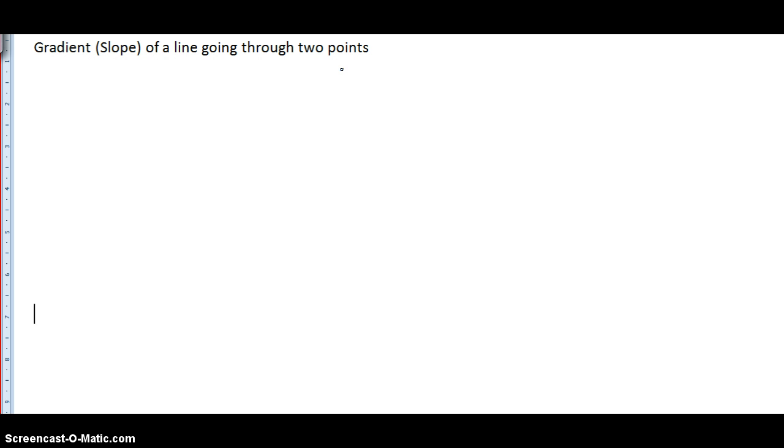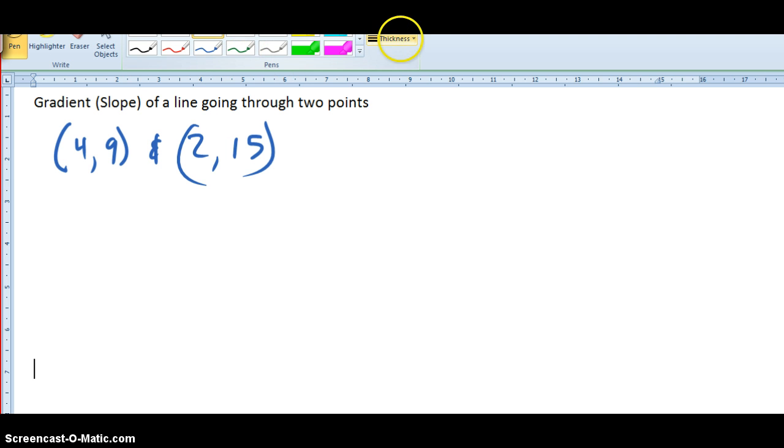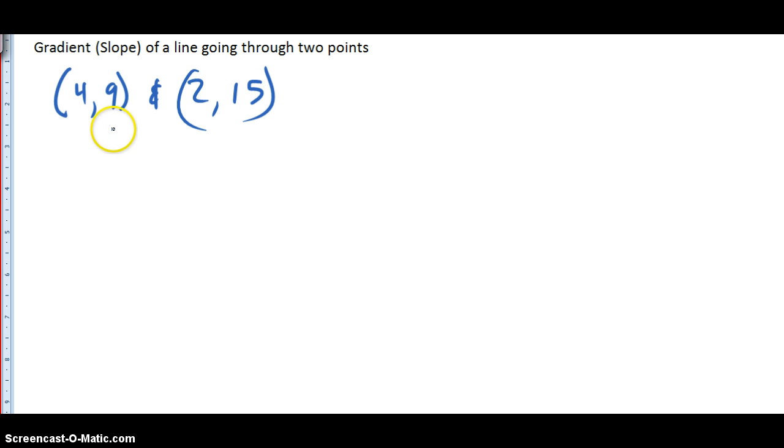Let's say I had these 2 points: 4, 9 and 2, 15. Now, remember that this is the x and this is the y, okay? So remember that gradient means the difference in the y over the difference in the x. It's the change in y over the change in x. That's what gradient means, okay?